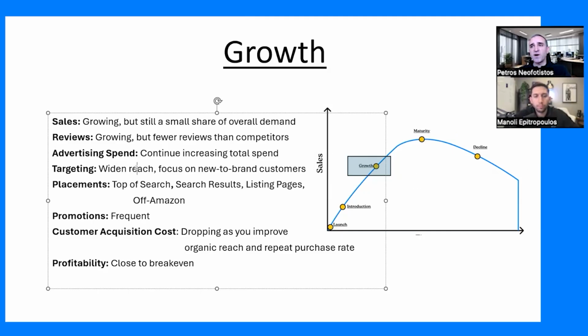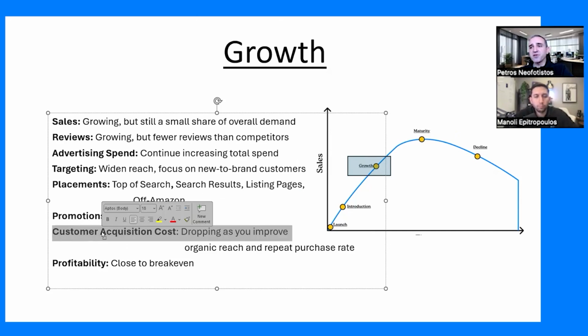Your targeting is starting to widen the reach. You're focusing mostly on your new to brand customers. So you're talking about top of search here. You may add even some off Amazon targeting using DSP and sponsored display. You're going to start really more heavily targeting competitors at this stage, especially those that have few reviews or bad reviews. You can really start to steal sales from competitors. You're starting to really focus on organic ranking here. So to get into customer acquisition cost, sorry, I skipped a step here. Your promotions are still frequent, but not quite as aggressive as they used to be.